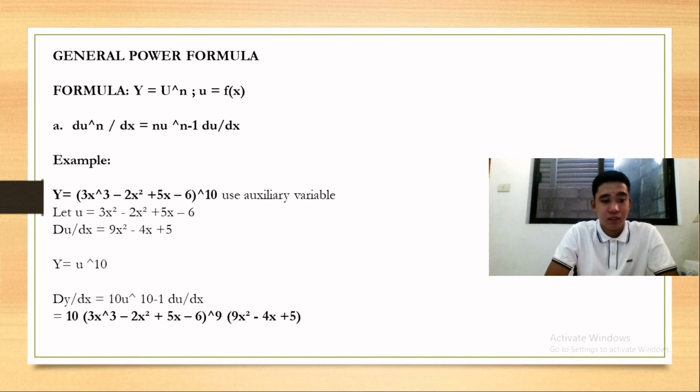Then y equals u raised to 10. dy over dx equals 10 u raised to 10 minus 1 du over dx. So the final answer will be 10 times 3x cubed minus 2x squared plus 5x minus 6 raised to 9, kasi yung exponent binawasan natin ng 1. 10 minus 1 equals 9. Then times 9x squared minus 4x plus 5.